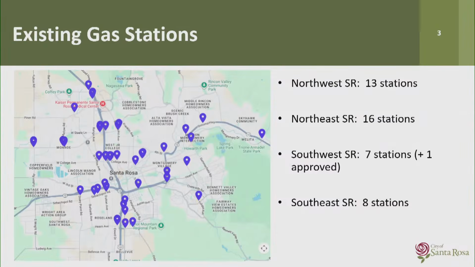So this gas station map shows the location of existing stations, and this came from a website called Gas Station Buddy, I think it is. Anyway, we've reviewed this in consultation with some of the business license information that we have. We think this is fairly accurate. It shows 44 stations within the city of Santa Rosa. 13 of those are in northwest Santa Rosa, 16 are in northeast. We have 7 stations currently in southwest. 1 is currently approved, and that's the Elm Tree Station, and then 8 in southeast Santa Rosa.